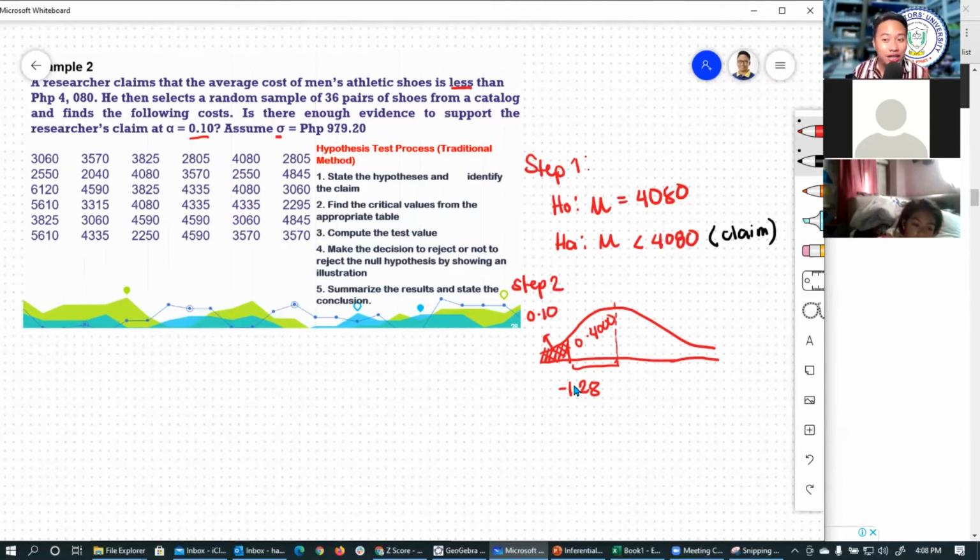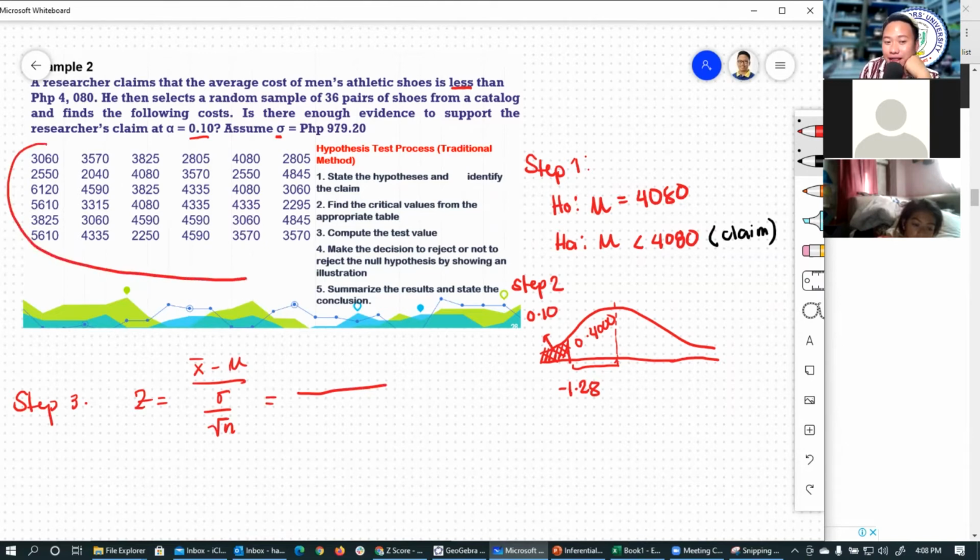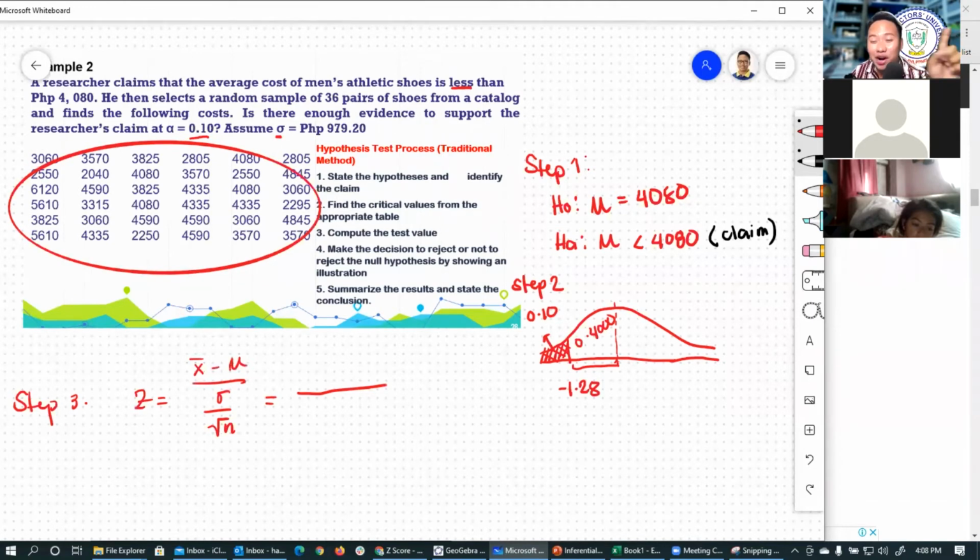All right, so no question. Let's do step 3. Because we know that this is a z-test, what's our sample mean, guys? What's our sample mean? We are still going to be solving it because of the data that I provided here. There are problems in the test where the sample mean is not provided right away, yet you have to solve it first, okay?